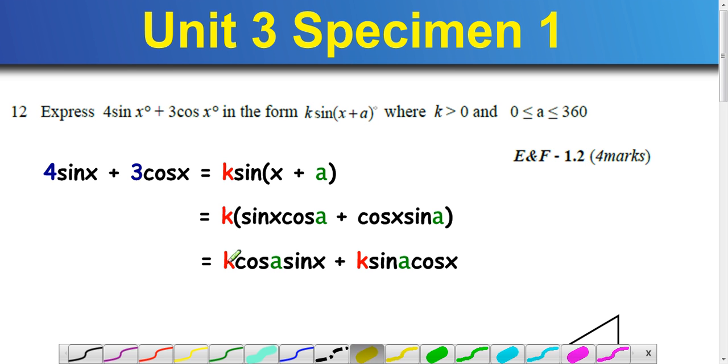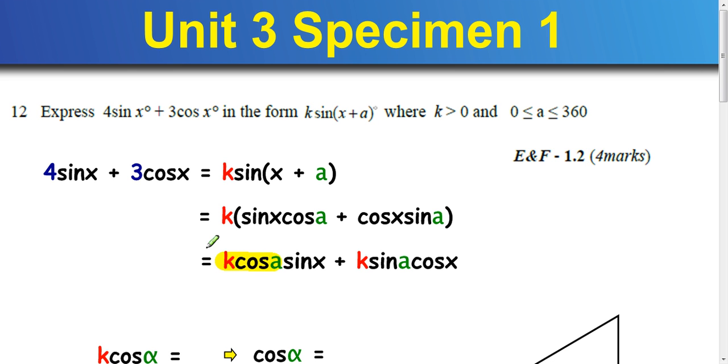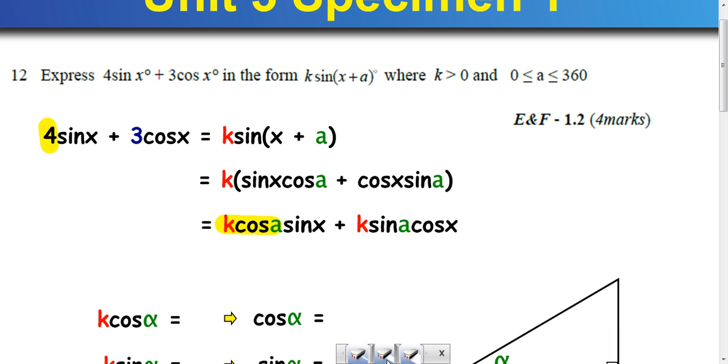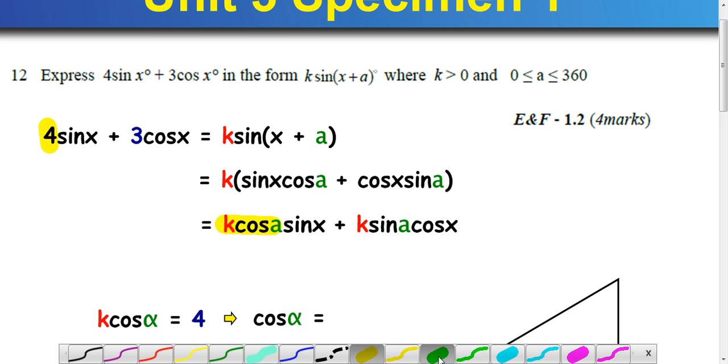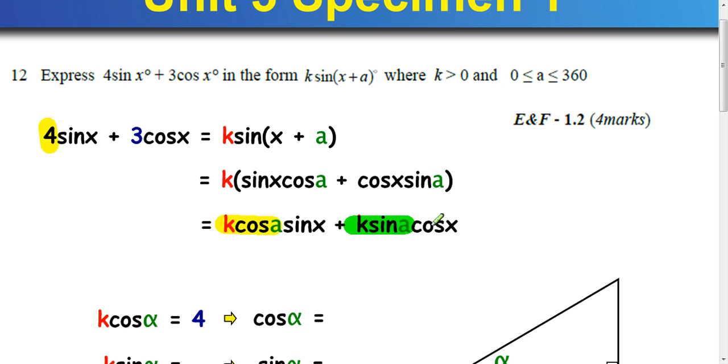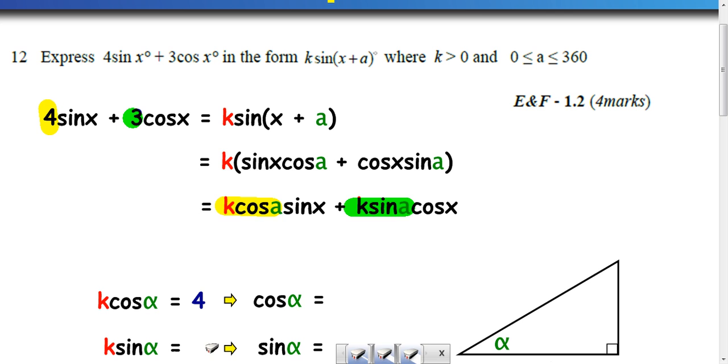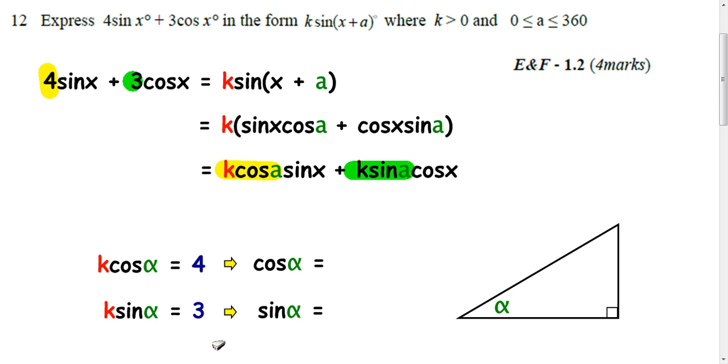This is where you equate the coefficients. That bit is the bit in front of the sin, so we can say that bit's equal to 4. And this bit here is the bit in front of the cos, so we can say that's equal to 3. If you rearrange that to get cos alpha, then it's 4 divided by k. And sin alpha is equal to 3 divided by k.